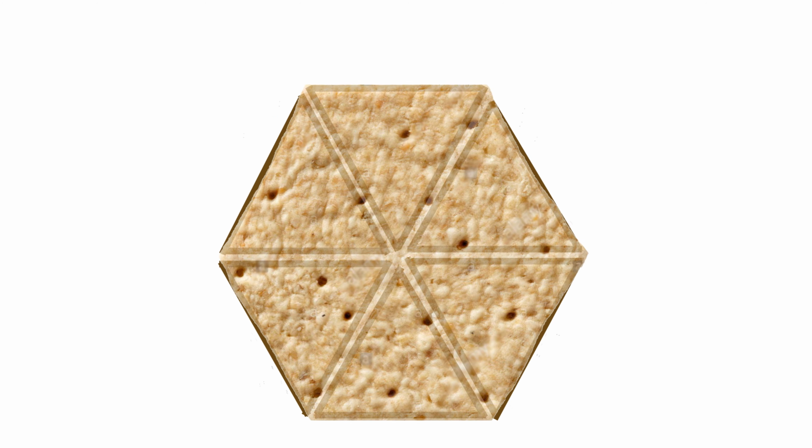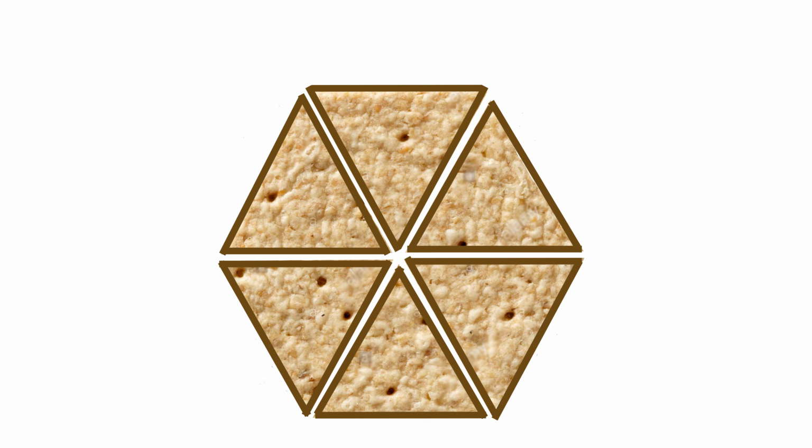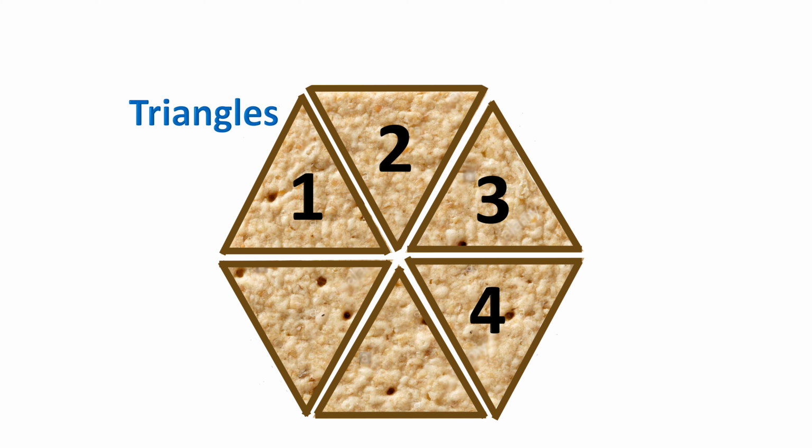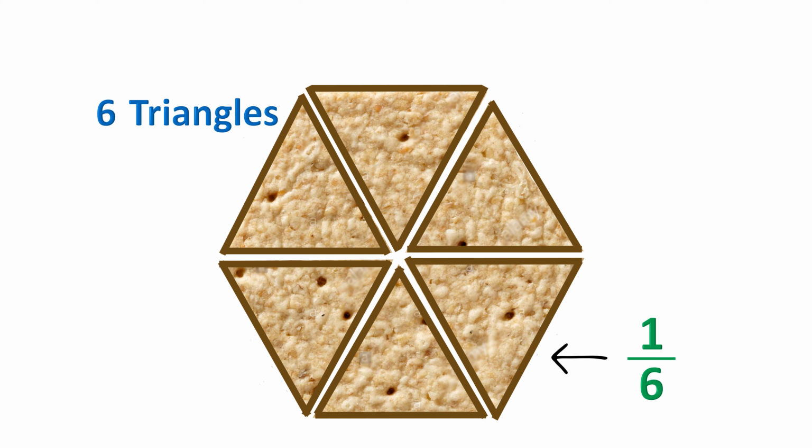If we divide into six equal pieces, what shapes shall we get? Triangles. 1, 2, 3, 4, 5, 6. 6 triangles. Each piece is 1/6.